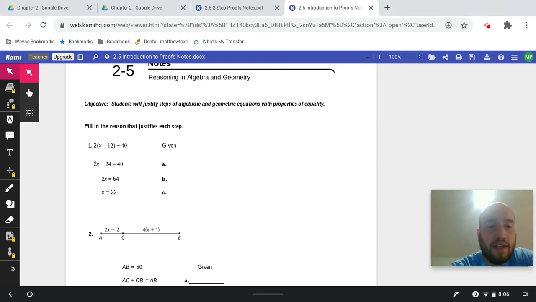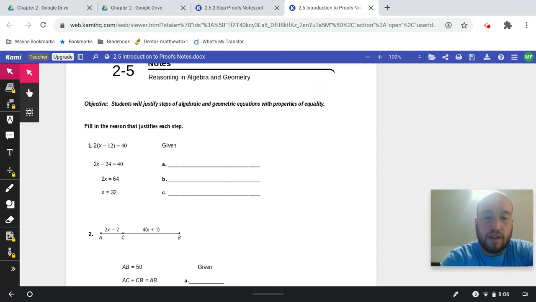And today we're going to start off with an algebra proof to refresh our memory. Then we're going to segue into some geometry proofs, and hopefully we'll see that in a lot of ways, the geometry proof is not that much different from the algebra proof.